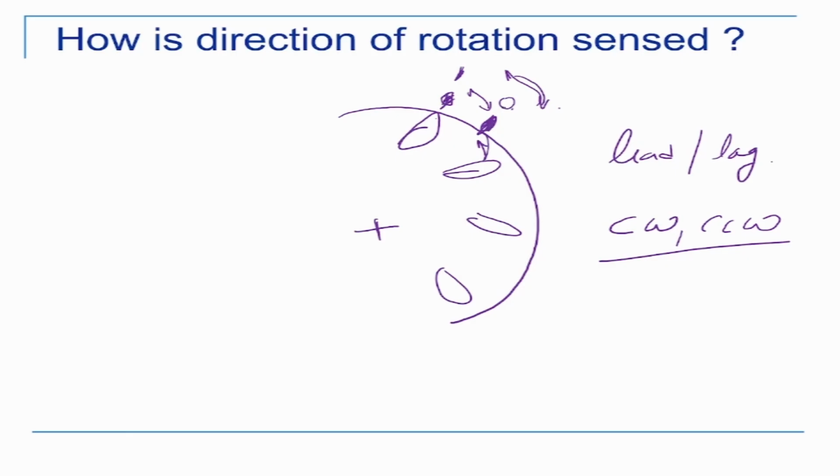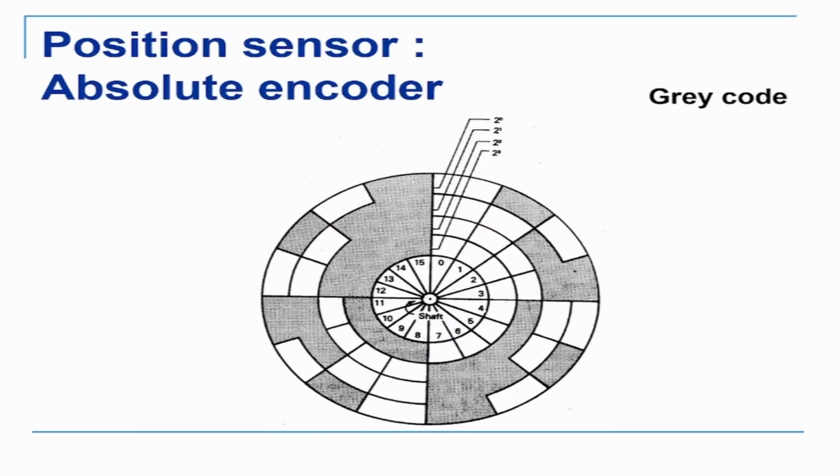It is 0 now, it will become 1. Whereas if it was going on the other side, just the reverse will happen. And that is how we can measure clockwise or anti-clockwise rotations.